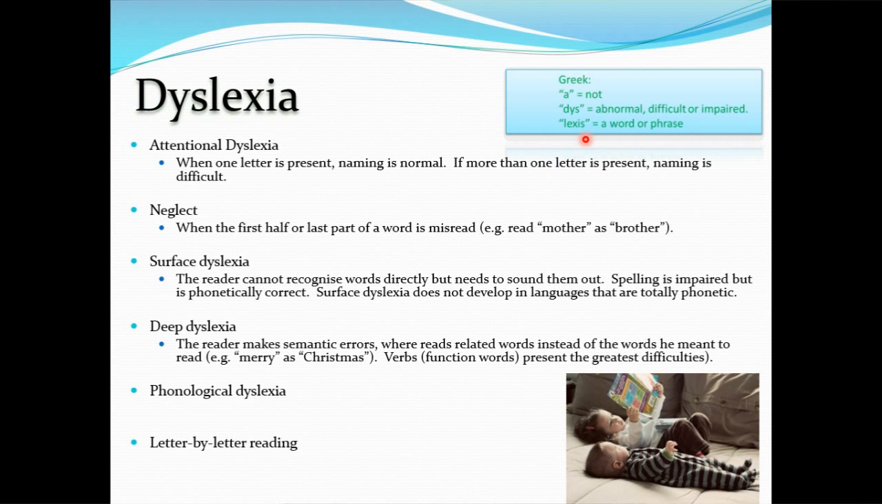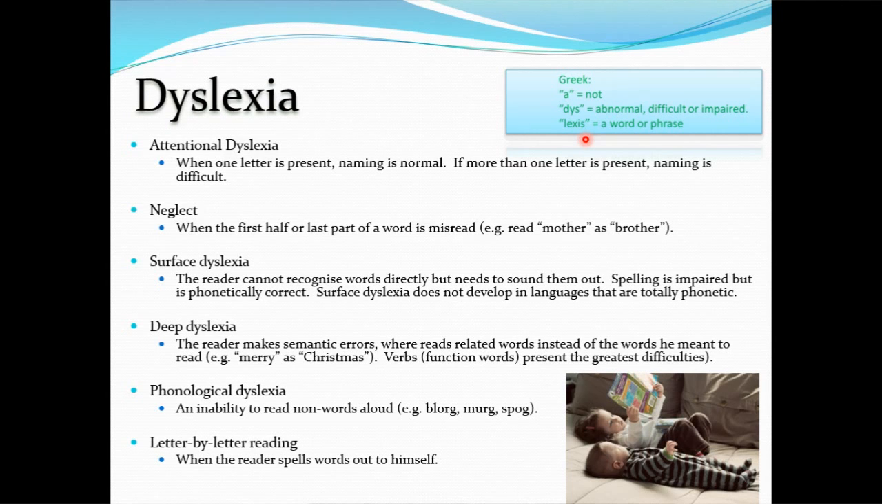Then you get deep dyslexia, where the reader makes semantic errors, where he reads related words instead of the words he's meant to. So what he sees is Mary instead of Christmas. He's getting confused between semantically similar words. Verbs or function words present the greatest difficulty because there are so many semantic similarities. You get phonological dyslexia. It's an inability to read non-words aloud, like blog, merg, spog.